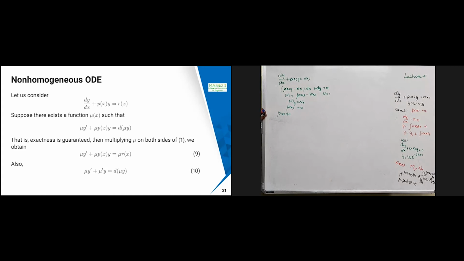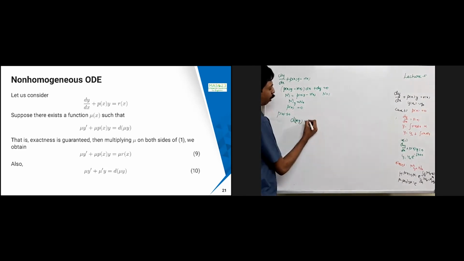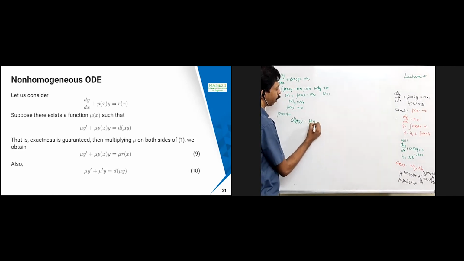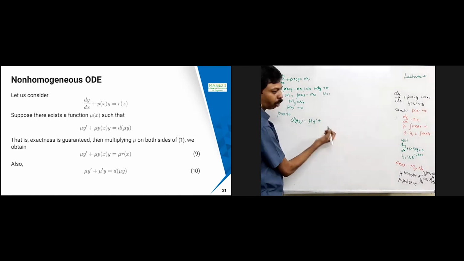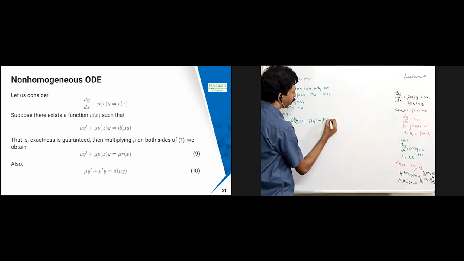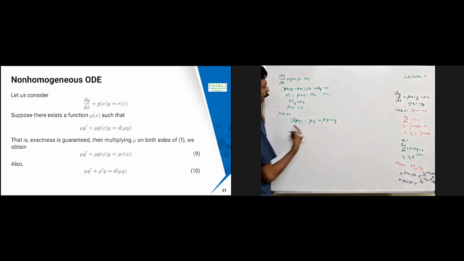So in this case, I am going to find the exactness. Since we don't have exactness, we are going to multiply by an integrating factor. Suppose you found a function nu such that it is satisfying this one. Then d of nu y is going to give nu into y dash plus p of x into nu into y. This is the equation I have.